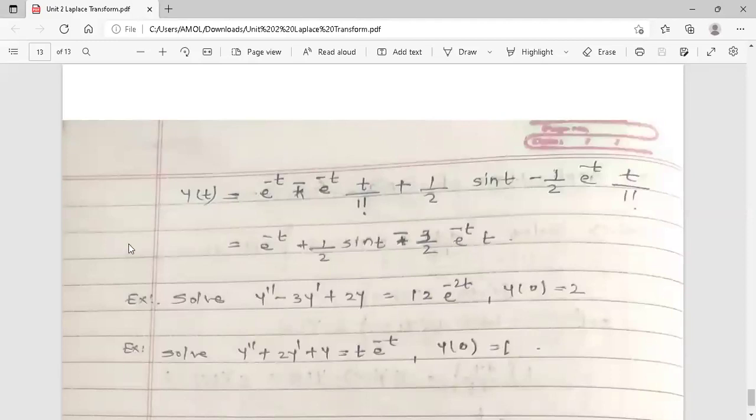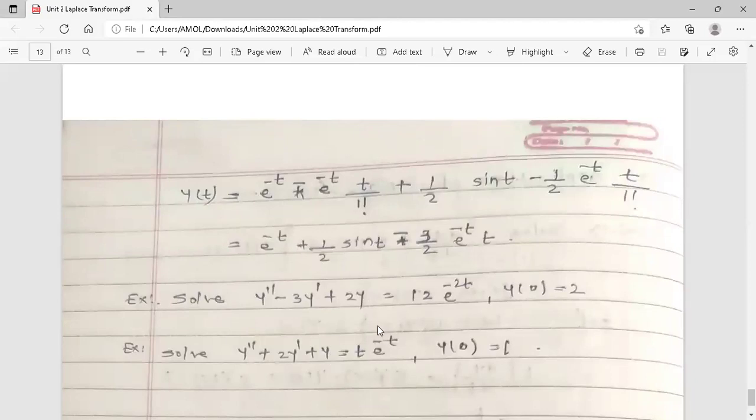So similarly, you can solve these equations. You should take these examples as homework. Solve y double dash, means second derivative of y, minus 3y dash, means derivative of y, plus 2y is equal to 12 e raised to minus 2t. Initial condition is given here, y(0) is 2. Second example, y double dash plus 2y dash plus y is equal to t into e raised to minus t, y(0) is equal to 1.